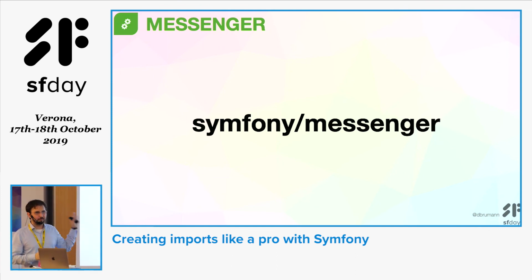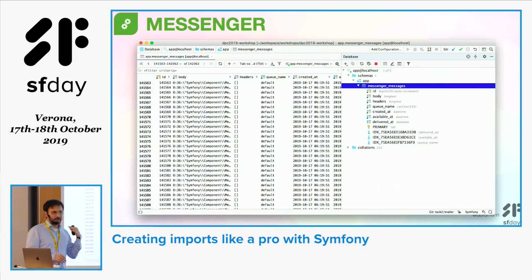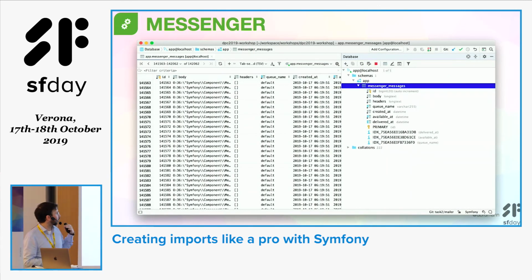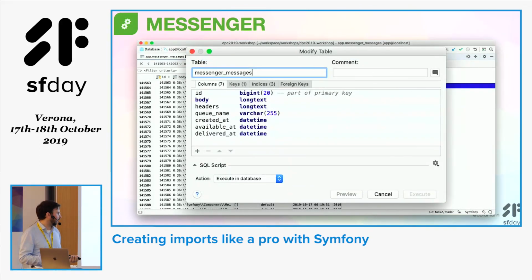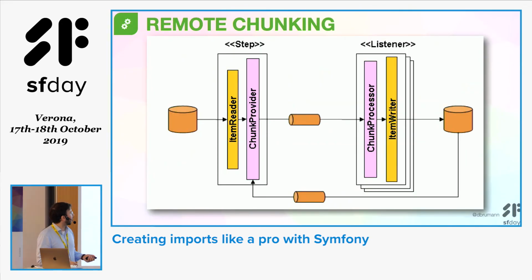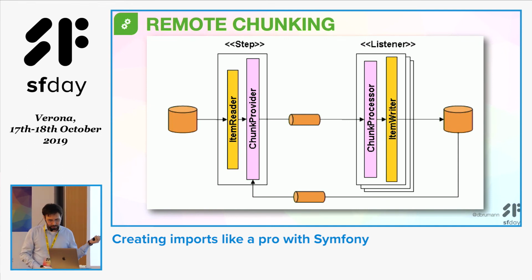One thing that makes it even better is the Symfony Messenger. You can basically create job queuing. For example, in your database, it creates a messenger messages table. It stores all your messages, which are basically your batches, and then you can have a handler that runs these batches one at a time. And in terms of JSR, this is basically remote chunking. And I will stop it there.